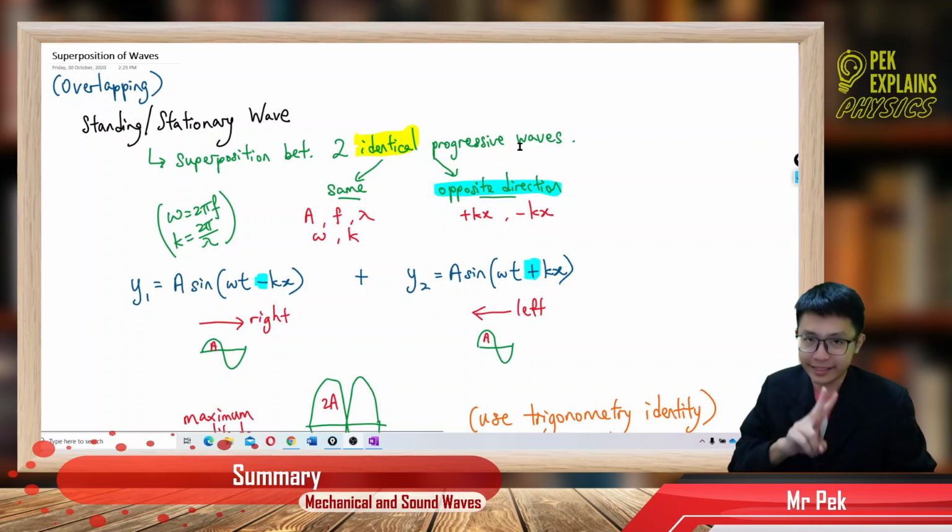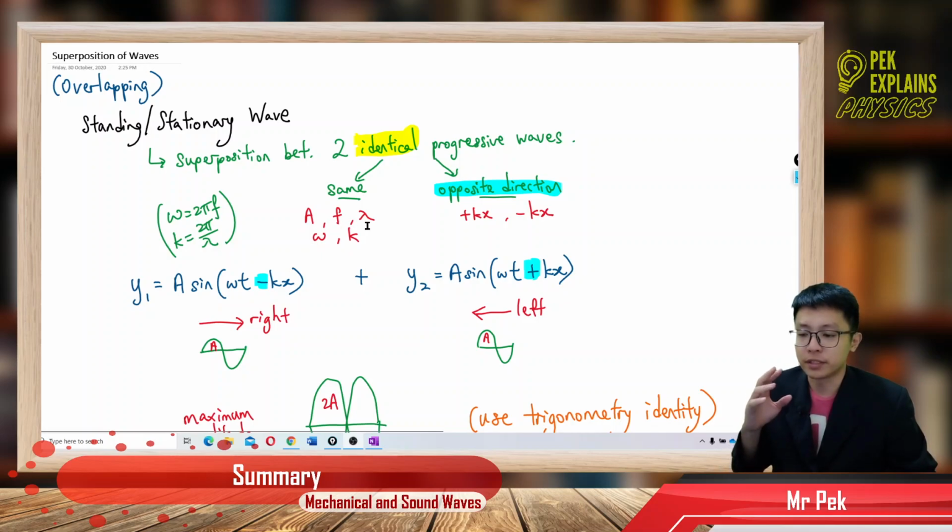But the important thing here is, when you have two identical progressive waves overlap each other, or superpose each other, it will form a stationary wave, or standing wave. But the condition is these two waves must be identical. Identical means same. They must have same amplitude, same frequency. When you have same frequency, it means you have same angular frequency, same omega, because omega equals 2 pi f.